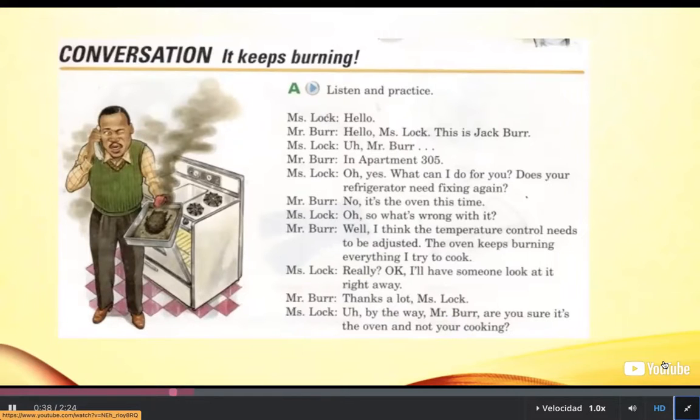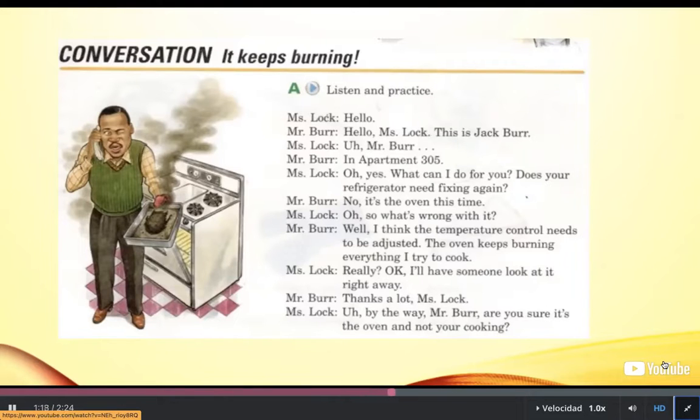Hello? Hello, Ms. Locke. This is Jack Burr. Mr. Burr? In apartment 305. Oh, yes. What can I do for you? Does your refrigerator need fixing again? No, it's the oven this time. Oh, so what's wrong with it? Well, I think the temperature control needs to be adjusted. The oven keeps burning everything I try to cook. Really? Okay, I'll have someone look at it right away. Thanks a lot, Ms. Locke. By the way, Mr. Burr, are you sure it's the oven and not your cooking?